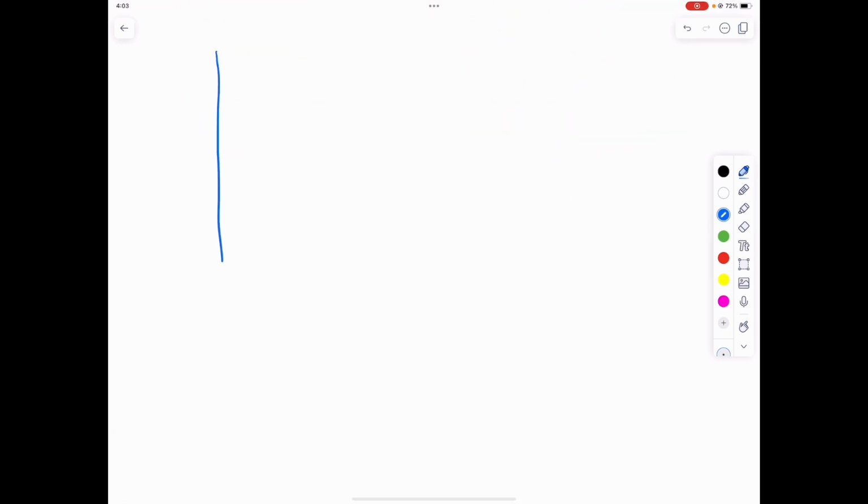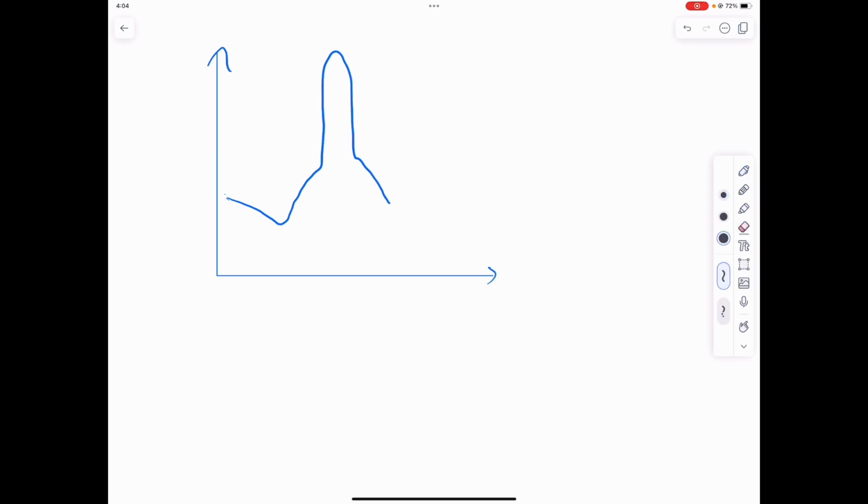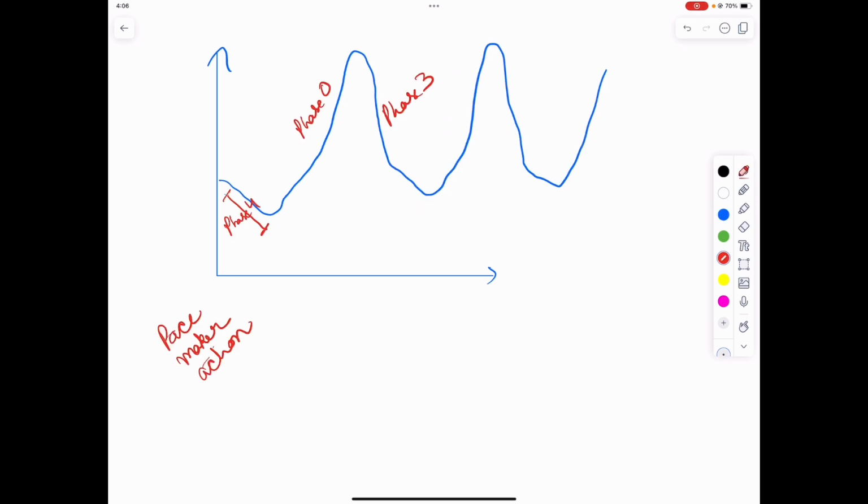Now we move on to the pacemaker potential that we see. In pacemaker potential, we can remember it by the mnemonic funny cat. Remember, there is a pacemaker action potential. What happens in phase 4? In phase 4, we have the funny cat channel.